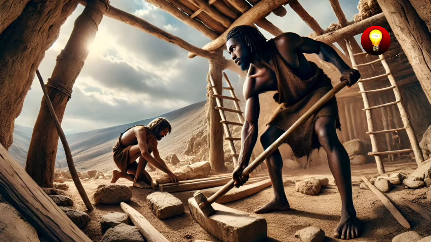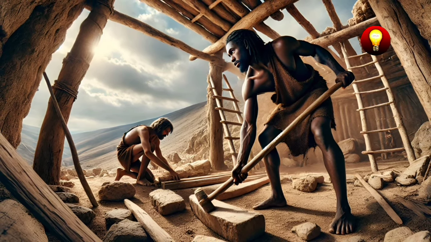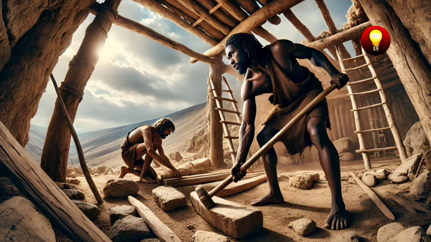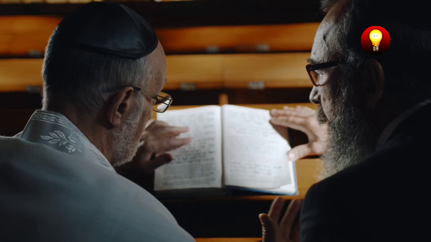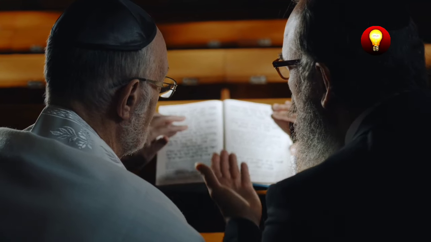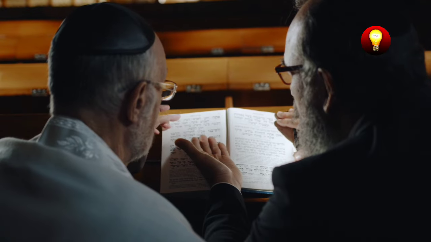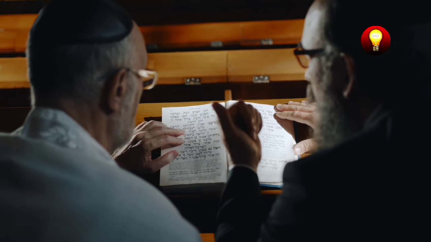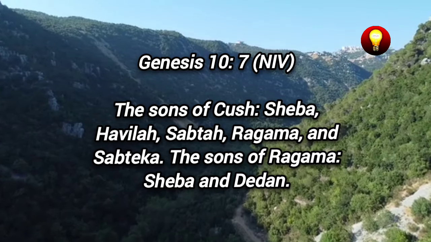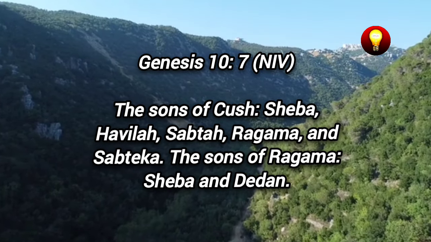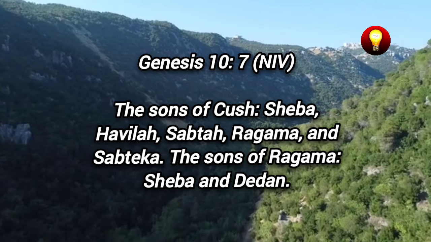Then, 2 great-grandsons of Ham appear on the list, sons of his grandson Rama and descendants of his son Cush. These are Sheba and Dedan. Some are of the opinion that there is a difference in pronunciation between the name of the first son of Cush listed and that of the son of Rama. The NVI translates this verse 7, highlighting the difference in accentuation and the most likely pronunciation of the name. Let us read verse 7 of the NVI version. The sons of Cush, Seba, Havilah, Sabta, Ragama, and Sabteka. The sons of Ragama, Sheba, and Dedan.